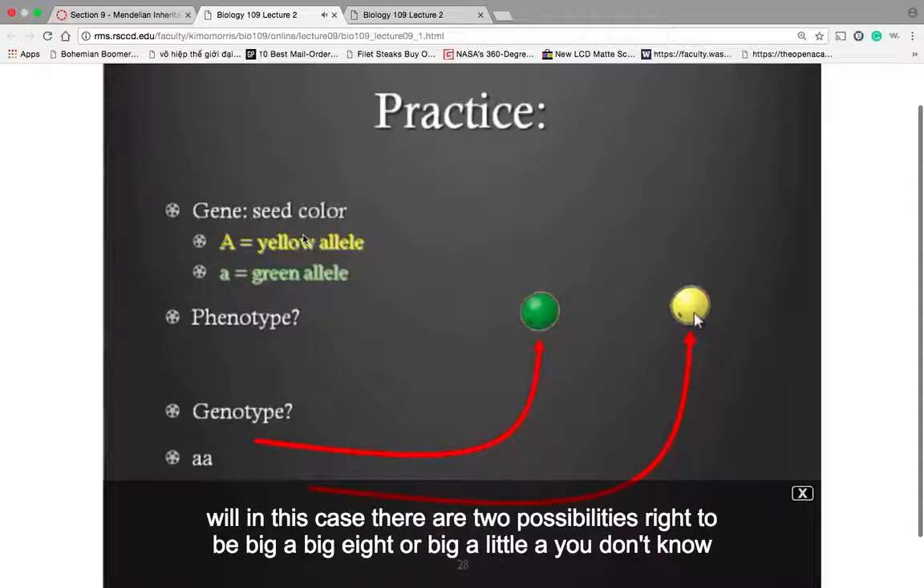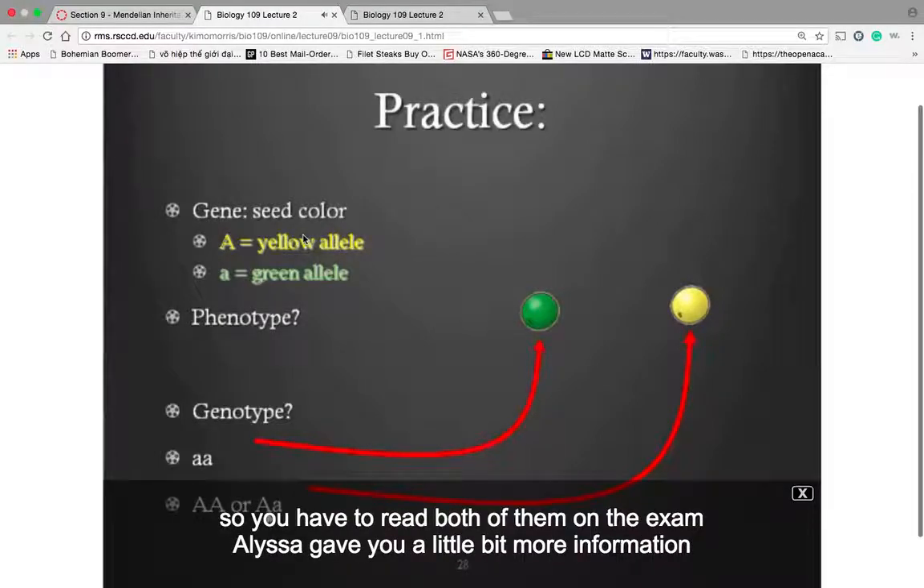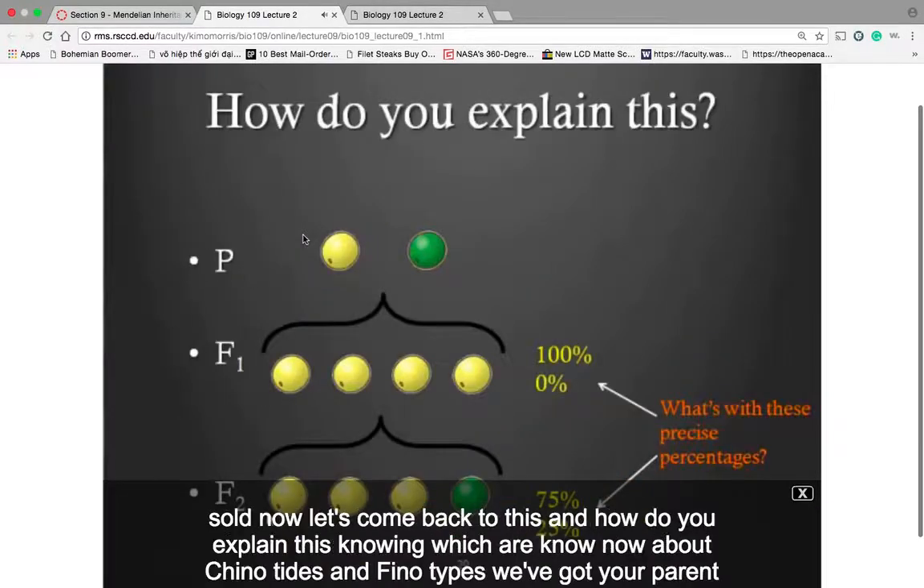Well, in this case, there are two possibilities, right? It can be big A, big A, or big A, little a. You don't know. So you'd have to write both of them on the exam, unless I gave you a little bit more information. So now let's come back to this. How do you explain this, knowing what you know now about genotypes and phenotypes?